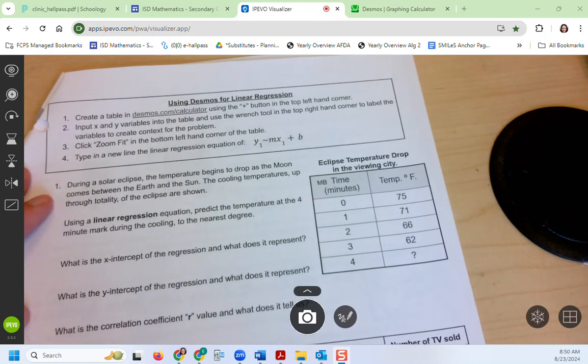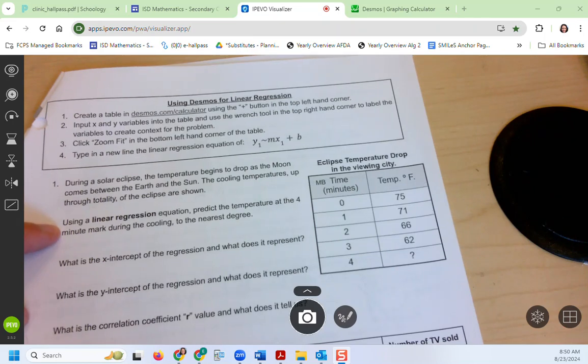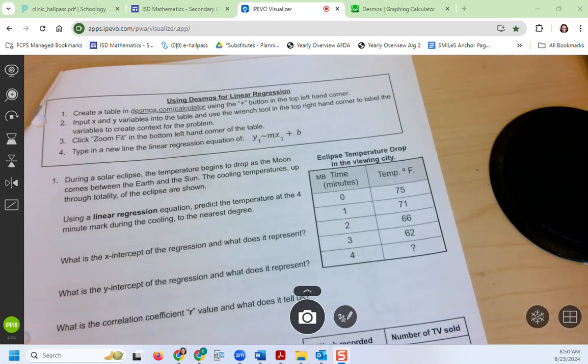During a solar eclipse, the temperature begins to drop as the moon comes between the Earth and the sun. The cooling temperatures up through totality of the eclipse are shown. Using a linear regression equation, predict the temperature at the 4-minute mark during the cooling. So we need to find the place when what is 4. Is it the x or the y that is 4?